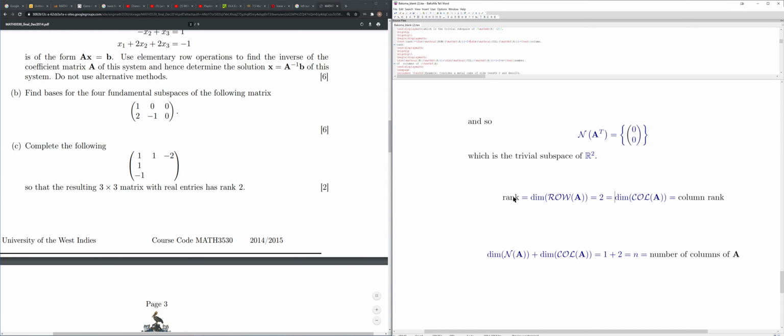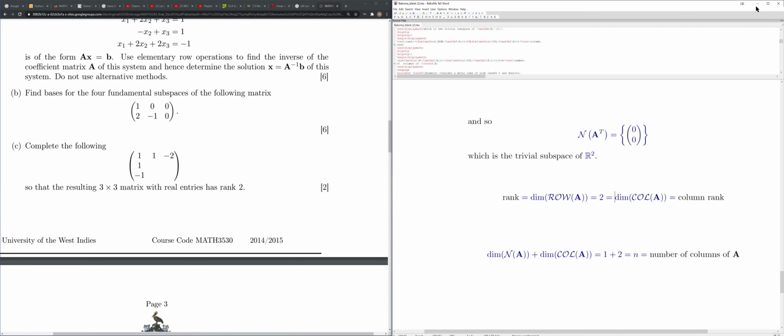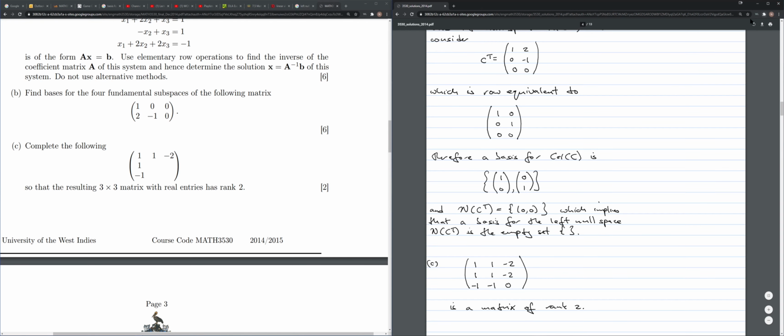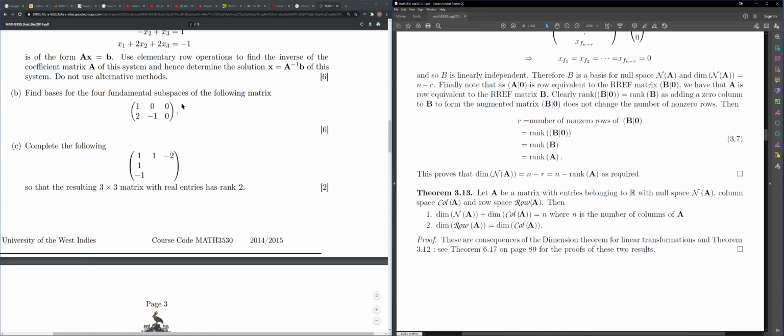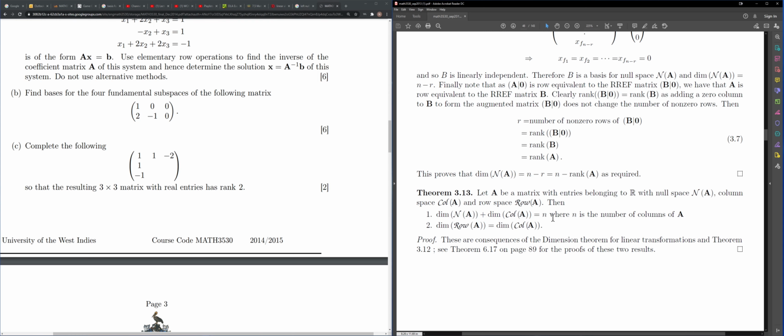So you see that the first part of theorem 3.13 is satisfied for this matrix. The dimension of the null space of this matrix is 1, the dimension of the column space is 2, and the number of columns is 3. So 1 plus 2 is equal to 3. This matrix A satisfies this statement. That is not a proof. That is a verification for this particular example.